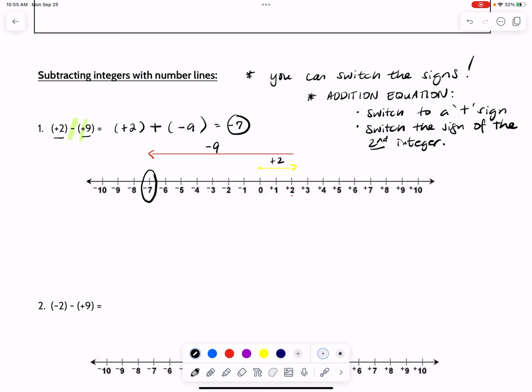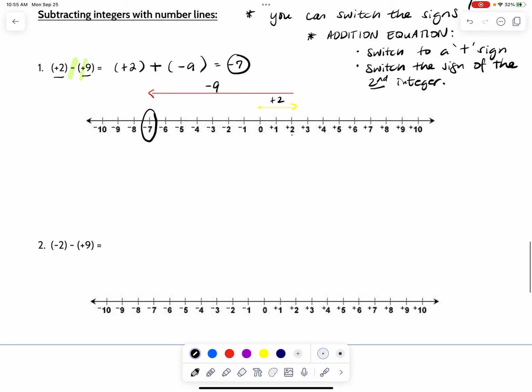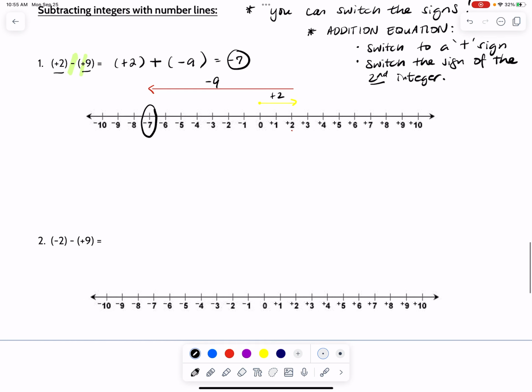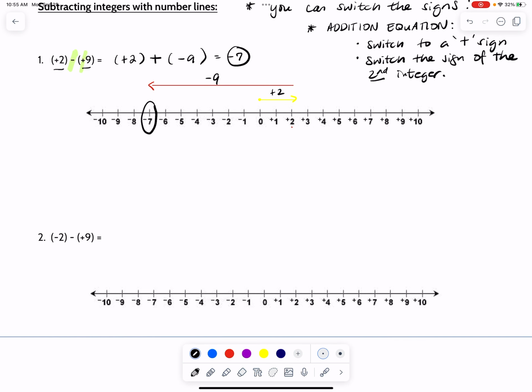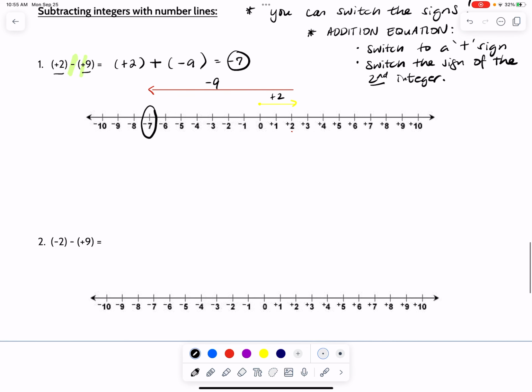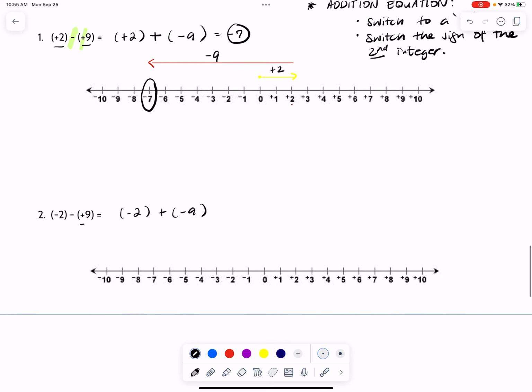Okay, I'll do the next one with you as well. This time it looks the same, but it's different. Negative 2 minus positive 9. Go ahead and pause the recording and try to switch the signs yourself for the addition equation. So you have to show that as part of your work. I'm going to continue. You have negative 2, and again, you're going to switch it to adding, plus, and you're going to switch this sign, negative 9. You have to show this as part of your work when you are subtracting with a number line.